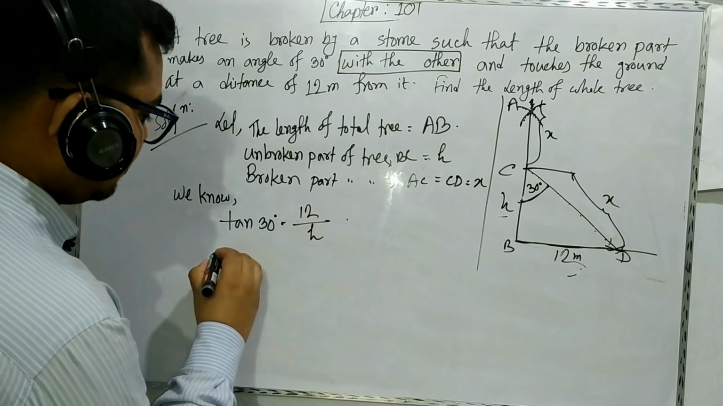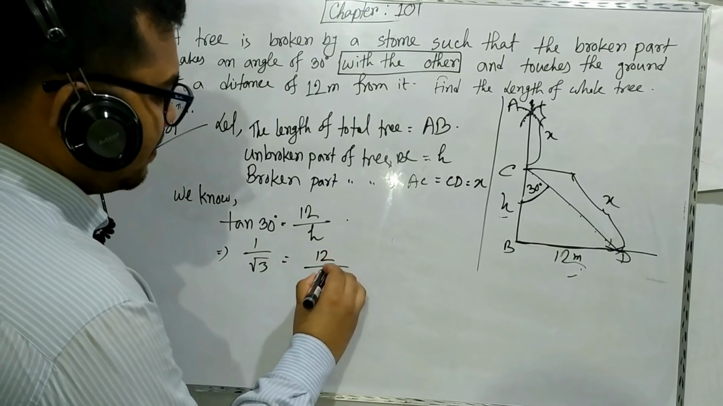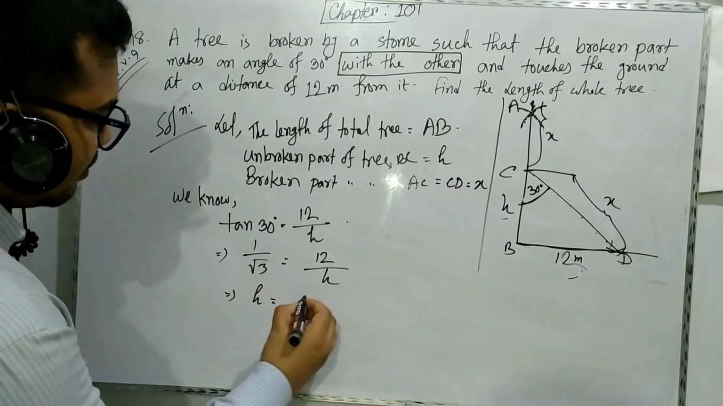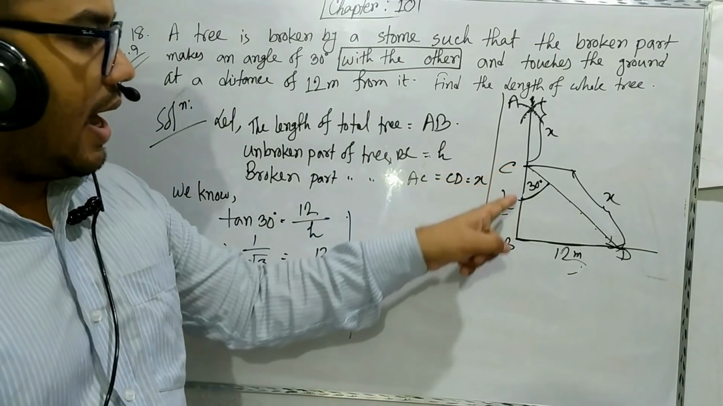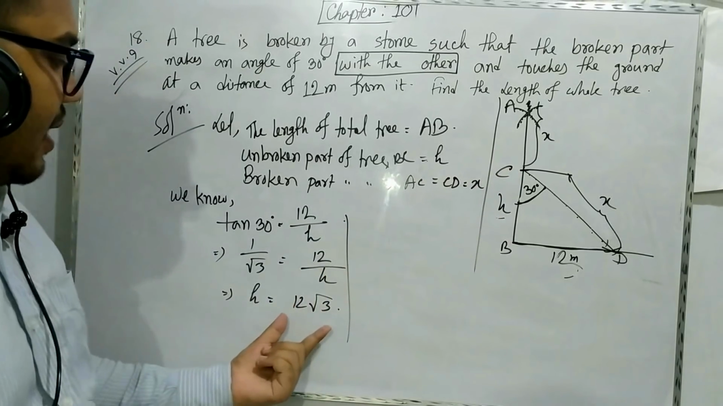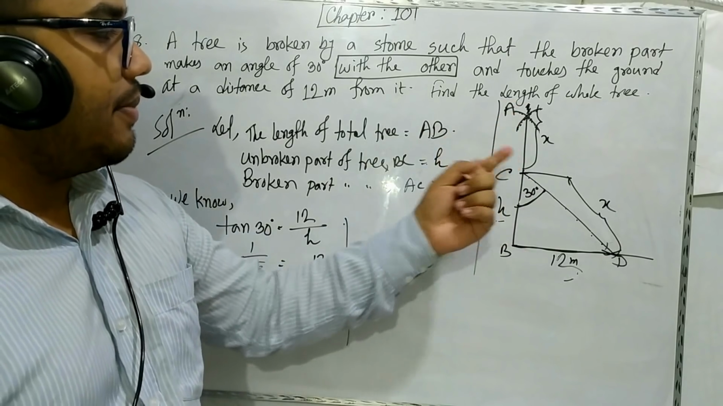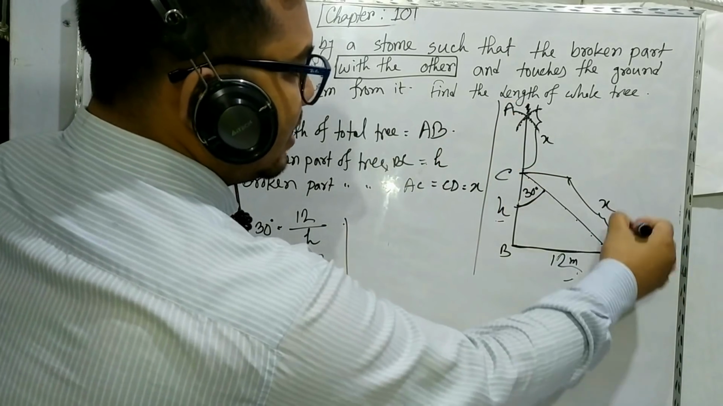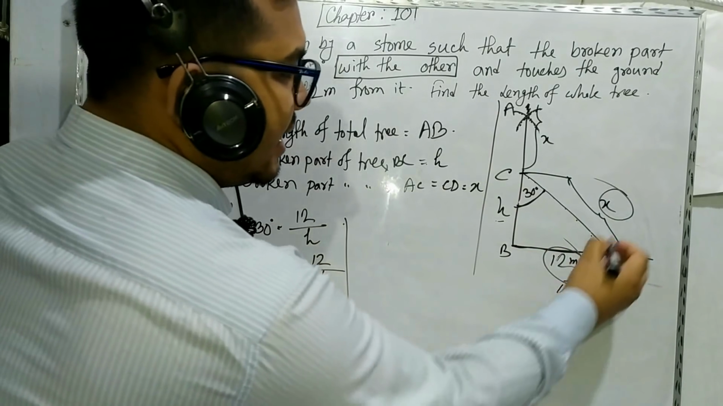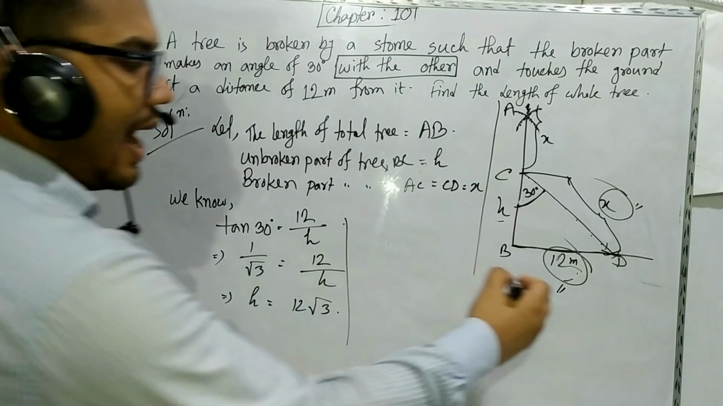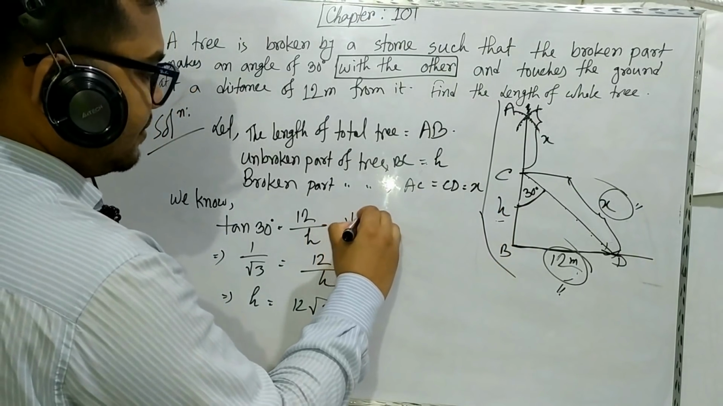Now we know tan 30 equals 1 by root over 3, so 12 by ace equals 1 by root 3, then ace will be 12 root over 3. Okay, so we can understand the unbroken part is 12 root over 3. Now we have to find the broken part, and the broken part is here. So this is our hypotenuse and it is our height. So what's the relationship between height and hypotenuse?